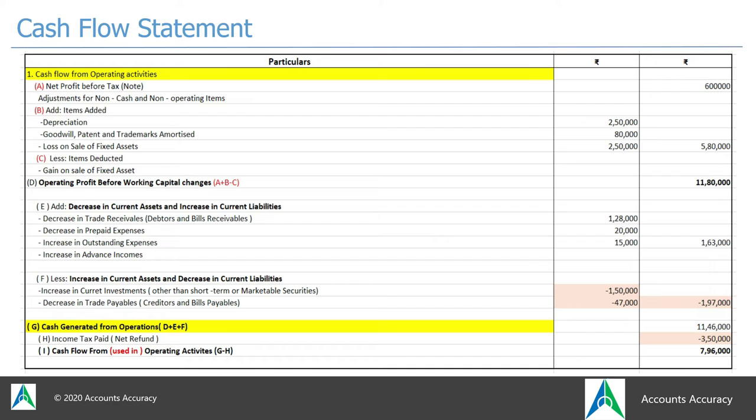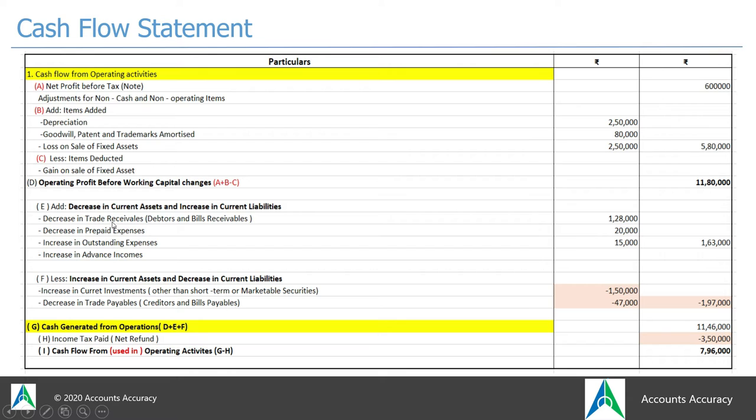As we do not have any non-operating income items, we can't deduct anything. We will just proceed to the third step. In the third step, what do we do? We add the decrease in current assets and increase in current liabilities, and we deduct the increase in current assets and decrease in current liabilities values.